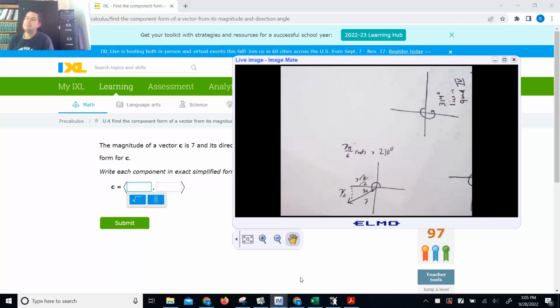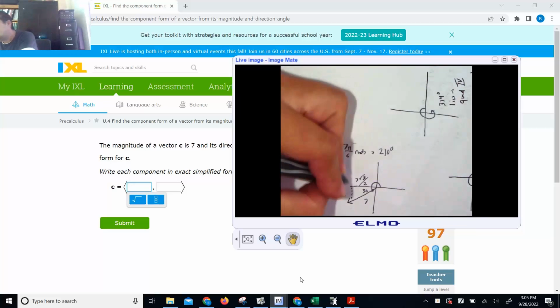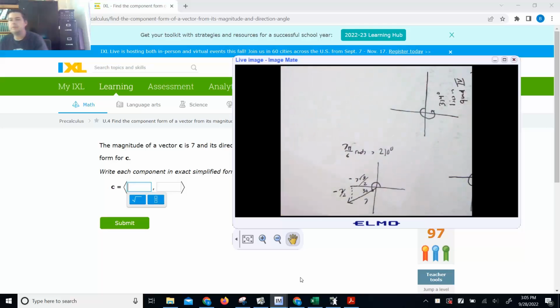I just got to pay attention to signs. Negative, negative. Running left, running down. They are negative. So back 7 root 3 over 2.